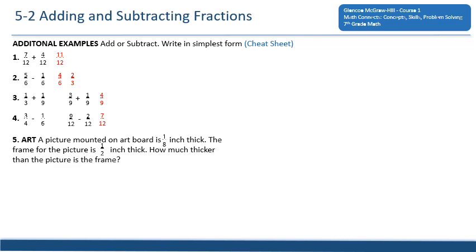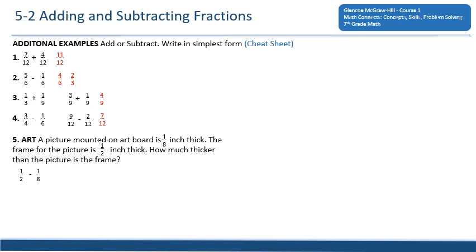A picture mounted on artboard is 1/8 inch thick. The frame of the picture is 1/2 inch thick. How much thicker than the picture is the frame? So we can say the frame is 1/2 and the picture is mounted on 1/8 inch. So it's 1/2 minus 1/8.